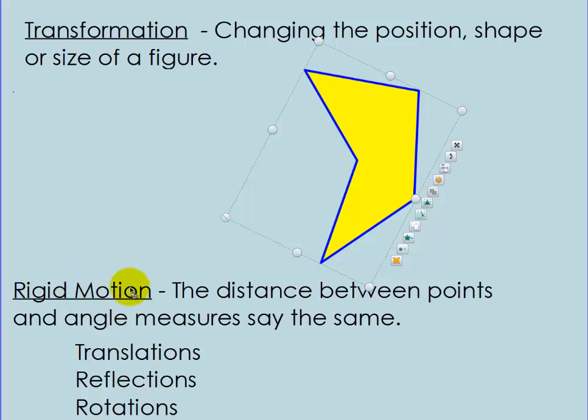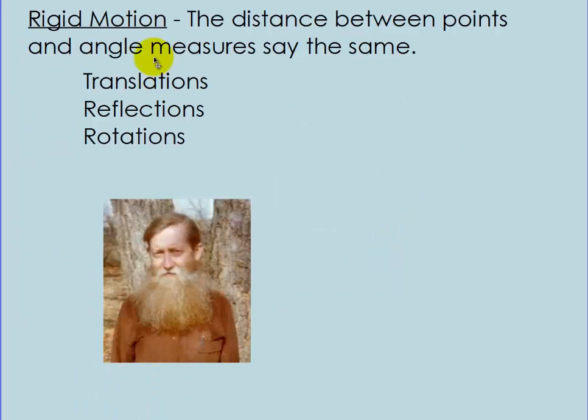Now, rigid motion is a special type of transformation. This is when the distance between the points and angle measures stay the same. Oops, I should have used this one. So they stay the same. So for rigid motion, there are three types of rigid motions: translations, reflections, and rotations.